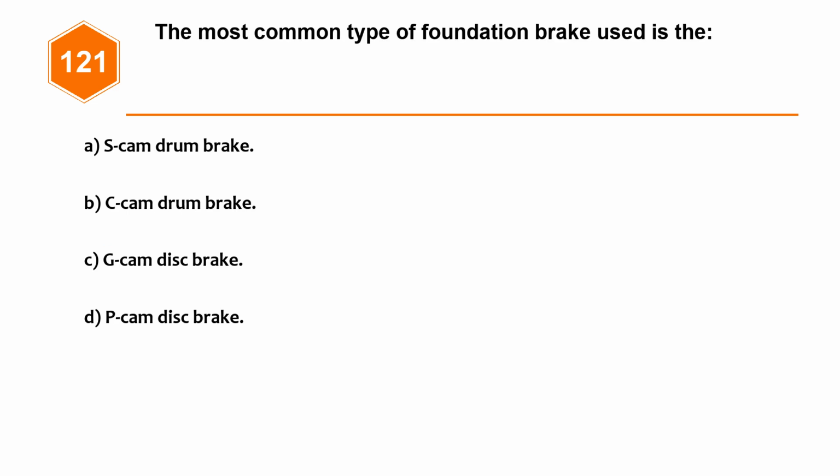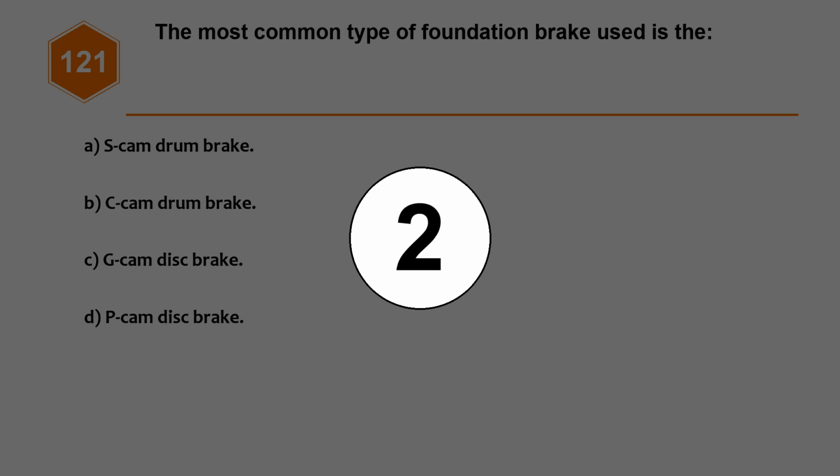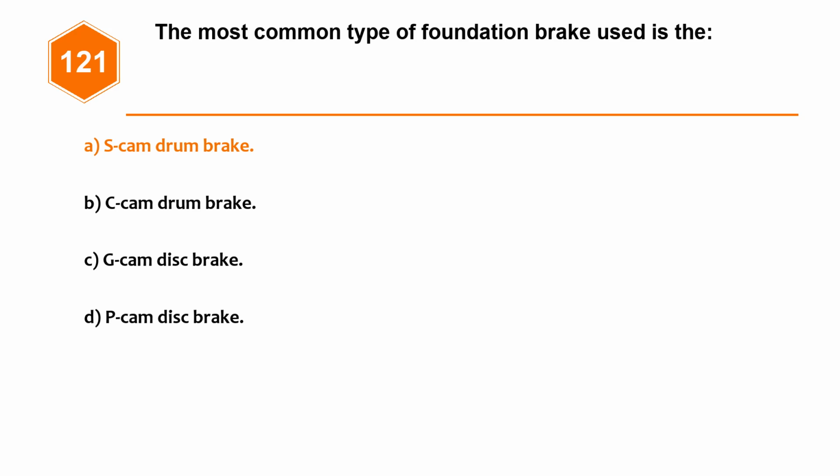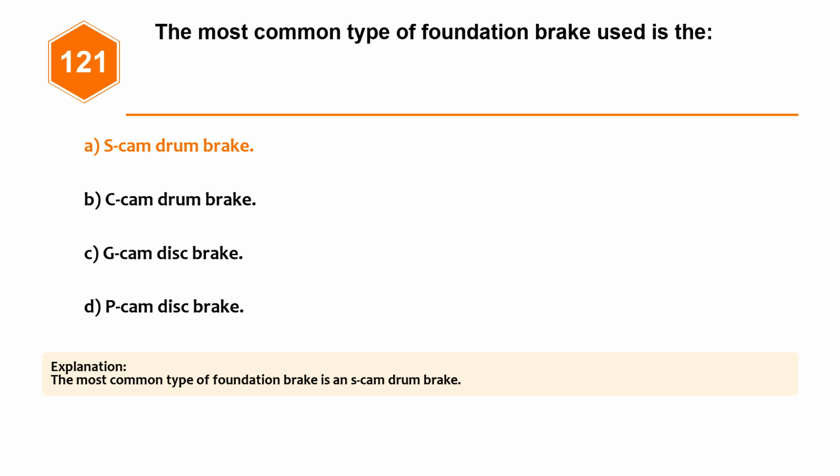Question 121. The most common type of foundation brake used is the Option A. S-cam drum brake. Option B. C-cam drum brake. Option C. G-cam disc brake. Option D. P-cam disc brake. The correct answer is option A. S-cam drum brake. Explanation. The most common type of foundation brake is an S-cam drum brake.